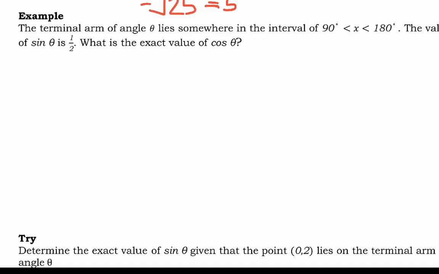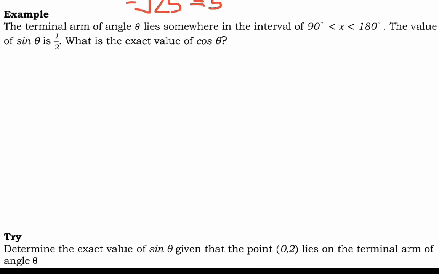The terminal arm of an angle theta lies somewhere in the interval of 90 degrees and 180 degrees. So again, just a slightly different way of wording this, right? The value of sine theta is 1/2. What is the exact value of cos theta?